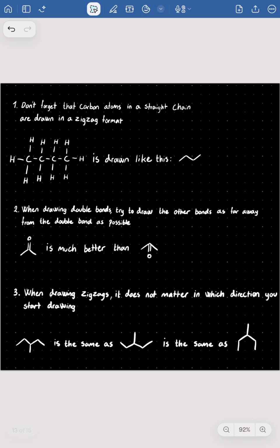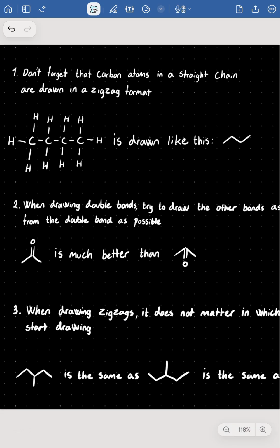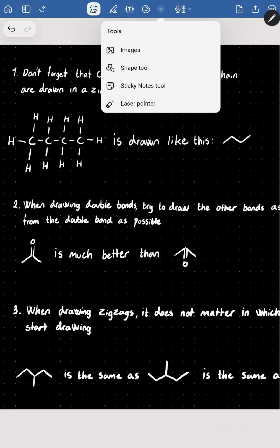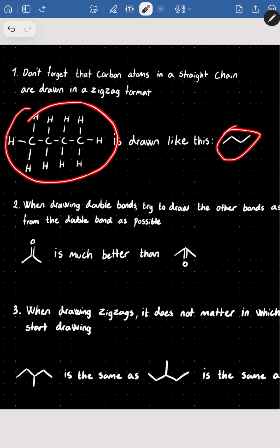Alright, so helpful drawing tips. Straight carbon chains are drawn in a zigzag, so this is better because it represents its 3D shape. So as you can see here, this compound right here is drawn like this. What the hell is going on with my laser? This is drawn like this.